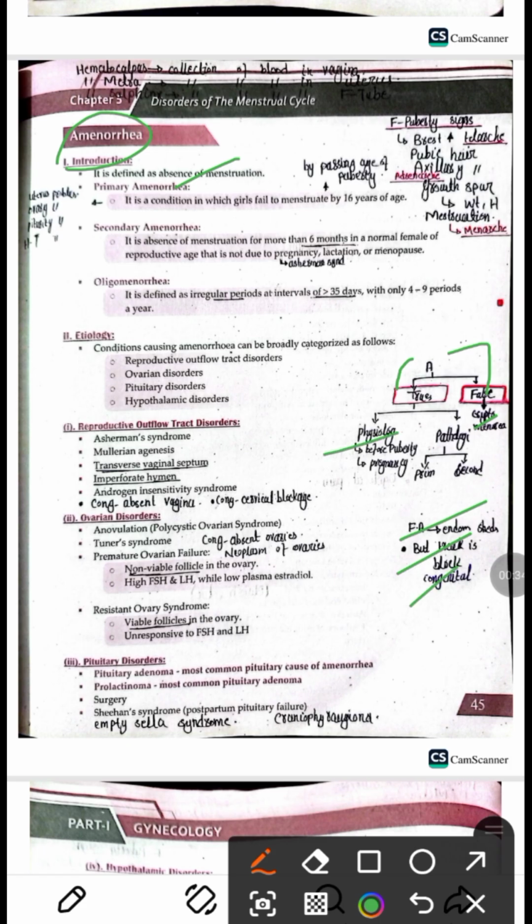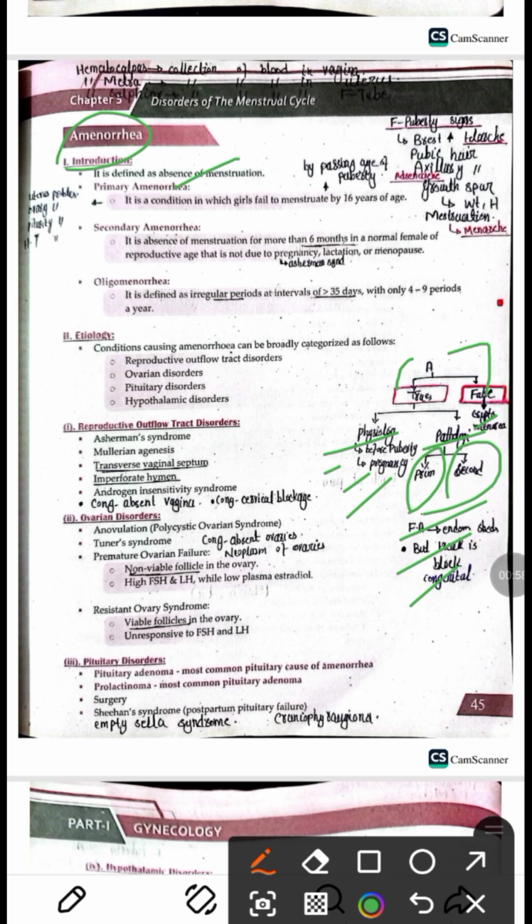One is physiological, which is normal, and the second one is pathological. Physiological amenorrhea occurs before puberty, during pregnancy, and during exclusive breastfeeding. The pathological causes of amenorrhea are of two types: one is primary amenorrhea, and the second one is secondary amenorrhea.